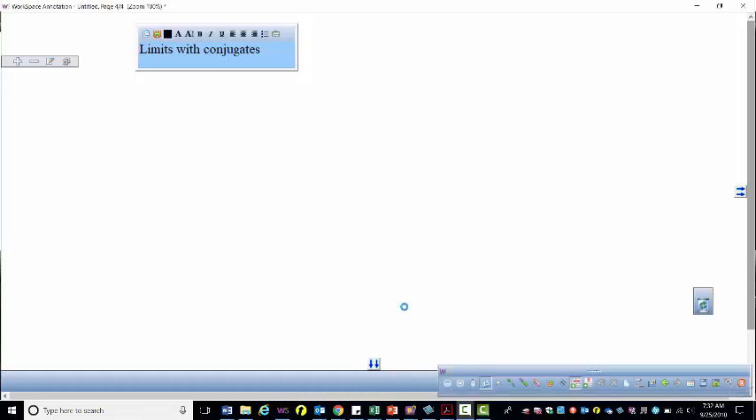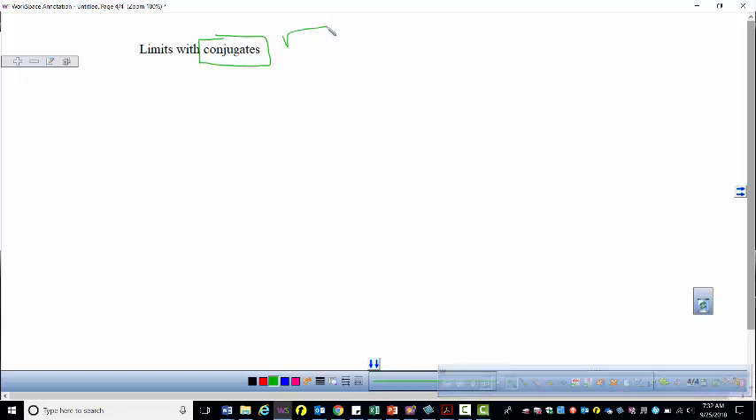All right, so we're going to look at another special thing to do with algebra and evaluating limits. And conjugates are something that you learned back in Algebra 2 as well. They involve square roots, well, any root really, but we mostly work with square roots. So let's look at an example here.